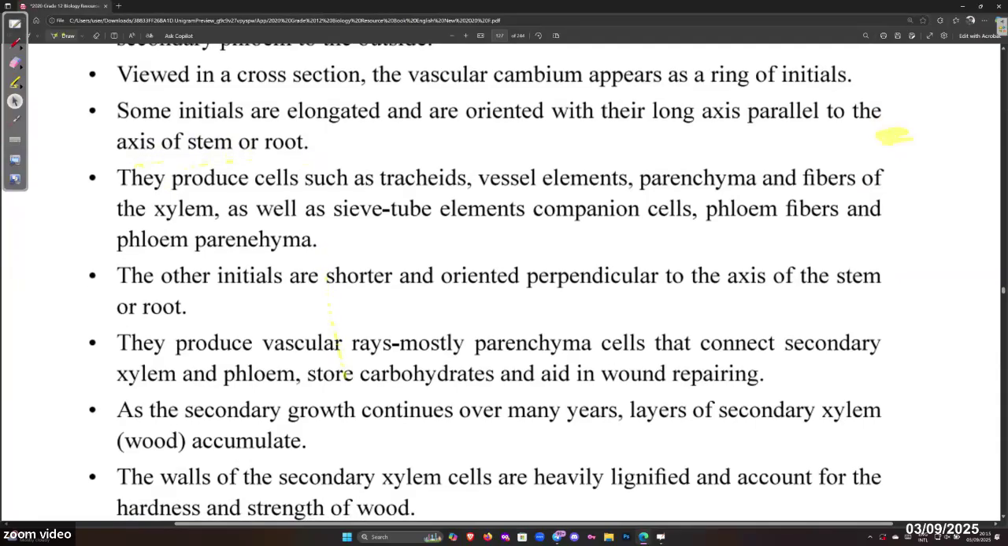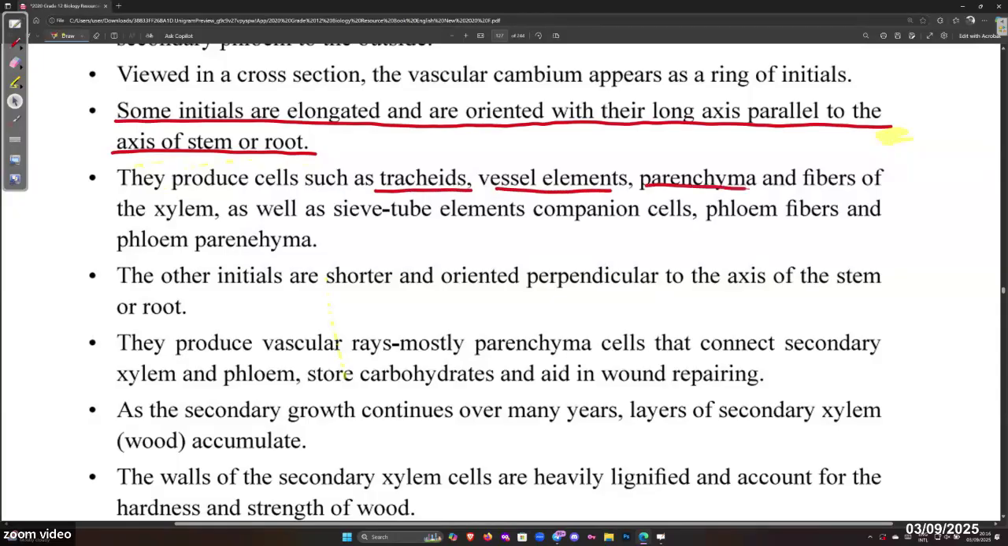This is important. Some initials are elongated and are oriented with their long axis parallel to the axis of the stem or root. These elongated initials produce xylem and phloem. So these are tracheids, vessel elements, parenchyma, fibers of the xylem, as well as sieve tube elements, companion cells, and phloem fibers. So they are making the xylem and phloem.